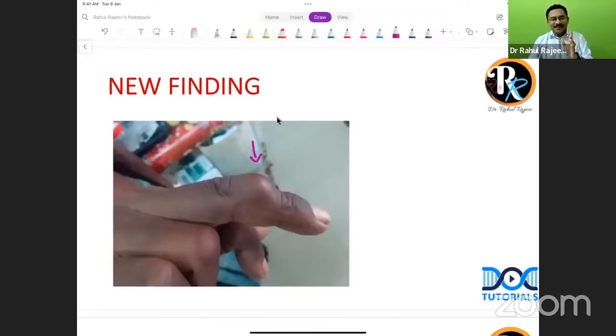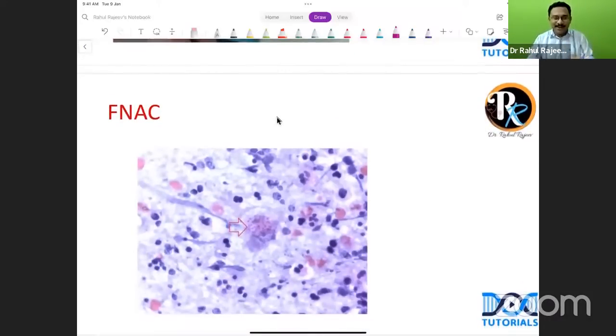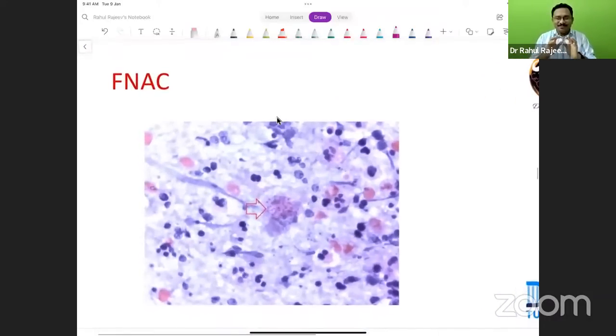So see, it's a new swelling. And I want to find out what is inside that swelling. So what should I do? I should go for an FNAC of the swelling. It's not a bony swelling, right? And we did an FNAC, and this is the low power view.